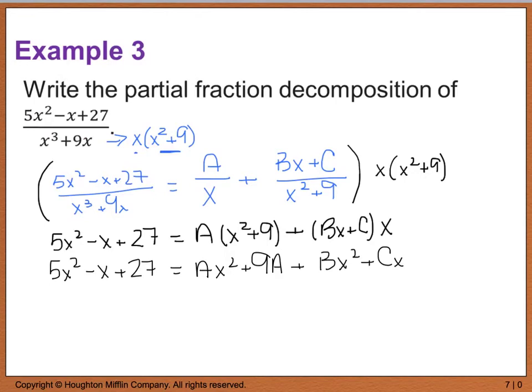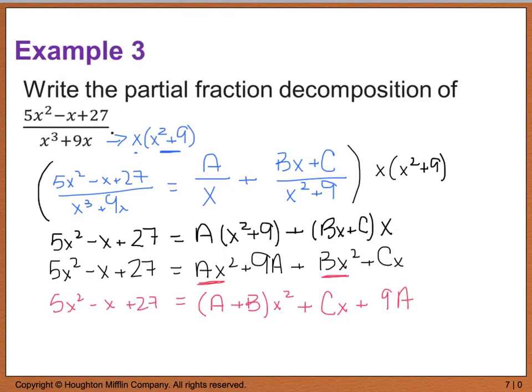And this is where things get a little bit different. My 5x squared minus x plus 27 stays the same, but I'm going to group my like terms together. So in this case, I see I have an x squared term and an x squared term. So I'm going to write this as a plus b times x squared, plus I have a cx term, and then I have a constant, or 9a.